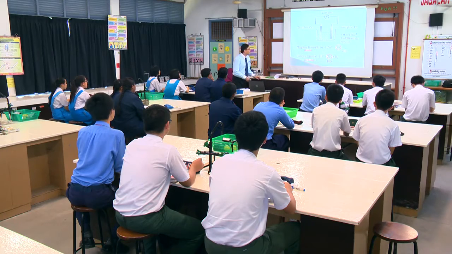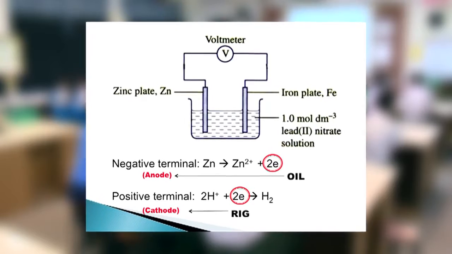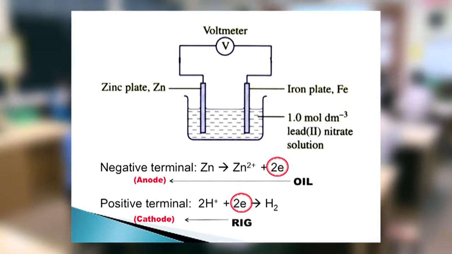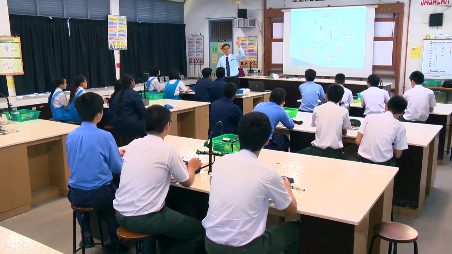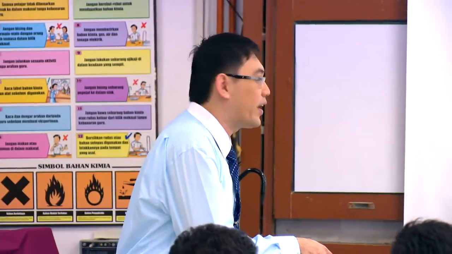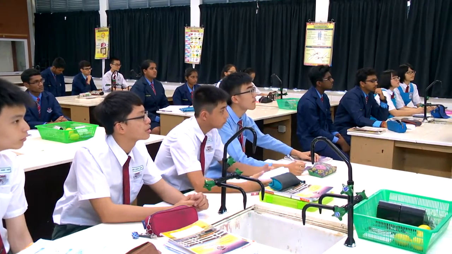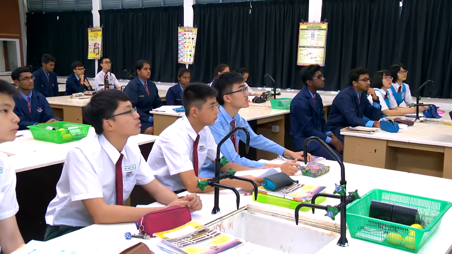And another one, the electron on the left hand side, we call it gain electron. So what is the meaning of RIG? Reduction is gain electron. Okay. So when reduction, gain of electron, occurs, the place is called the cathode. Right. Now we want to move to the Daniell cell.